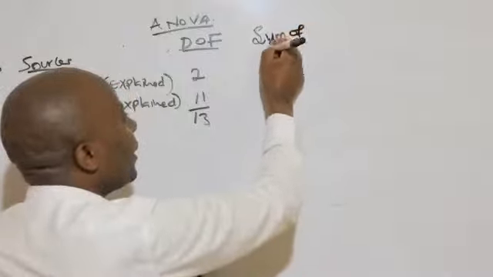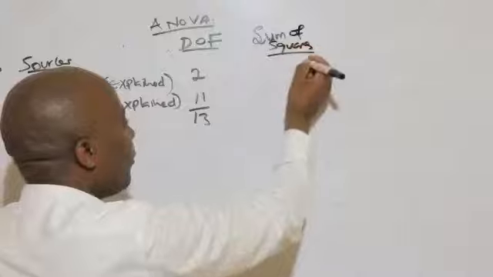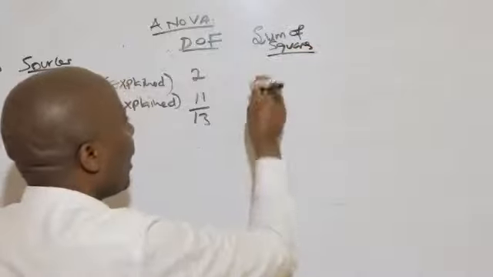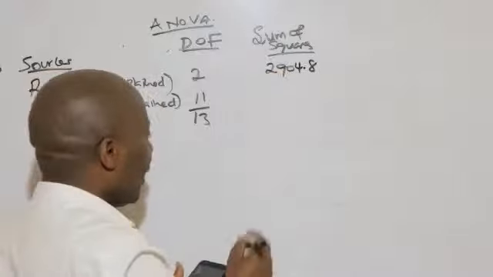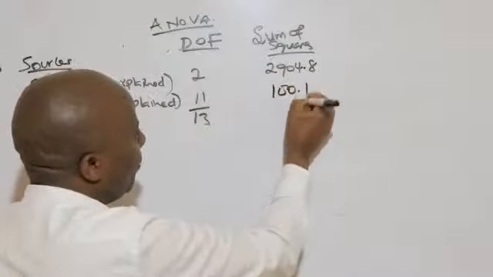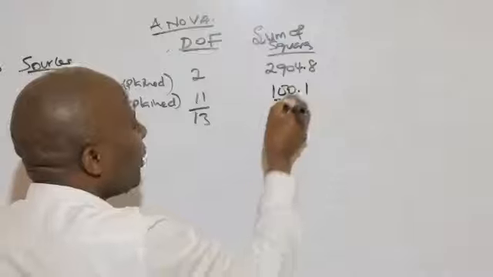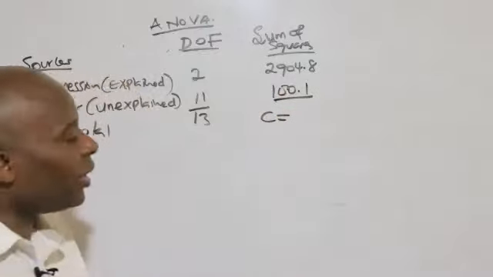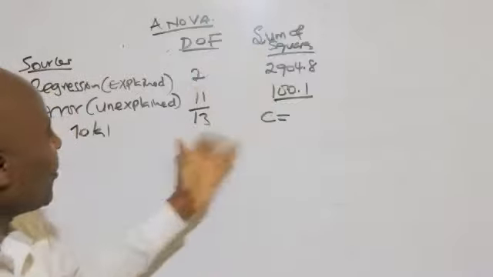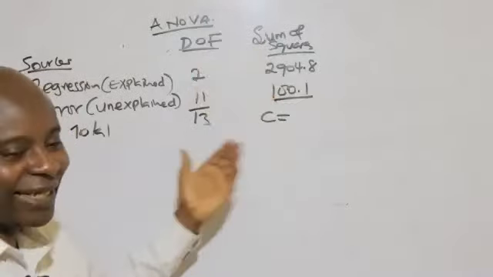So they have given us the sum of squares. What we have here, I can see 2904.8, and then here I have 100.1. So you see, they want you to evaluate C. This is quite a good examiner. C is the total of the 2. You add.